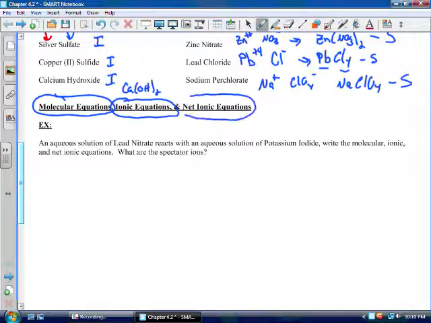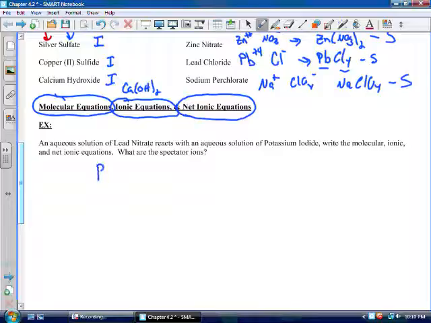A net ionic equation is when you've canceled out all the soluble or unreactive ions. It is what is left after what are called the spectator ions have been crossed out. Spectator ions are the ions in solution that really don't react, and you'll see what I mean by that in our first example. In our first example, an aqueous solution of lead nitrate reacts with an aqueous solution of potassium iodide. Write molecular, ionic, and net ionic equations.